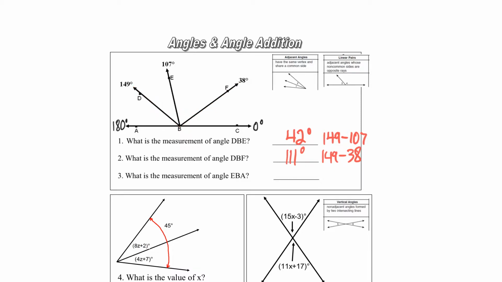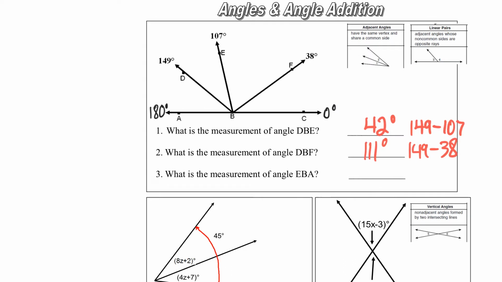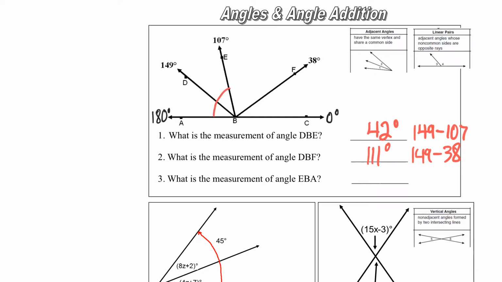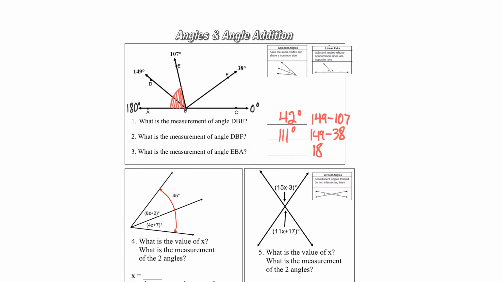Okay. And then on number 3, what's the measurement of angle EBA? So that's right here. Okay, where does that angle start at? 107. Starts at 107. Where does it end? 180. At 180. So how far is it from 107 to 180? 73. Good. So just 180 minus 107, and that is 73 degrees.